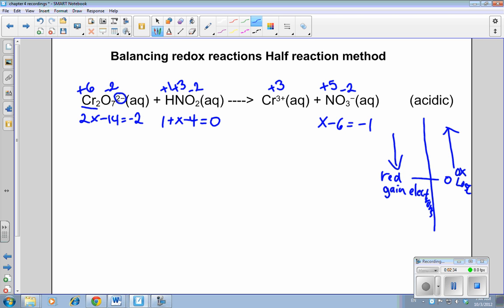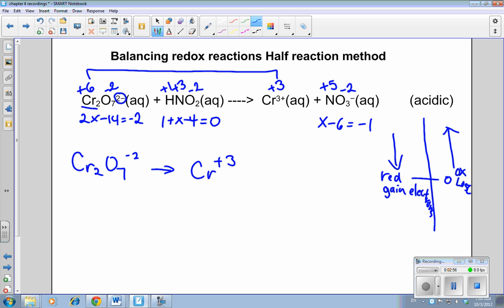What I'm going to look at now is who changed. I can see real quick that Cr went from a +6 to a +3. And so we're going to do this by the half reaction method. I'm going to write down the compound Cr2O7 2-, and I'm going to write down Cr 3+. Now I need to decide what happened. Cr went from +6 to +3, and so I need to balance that out.